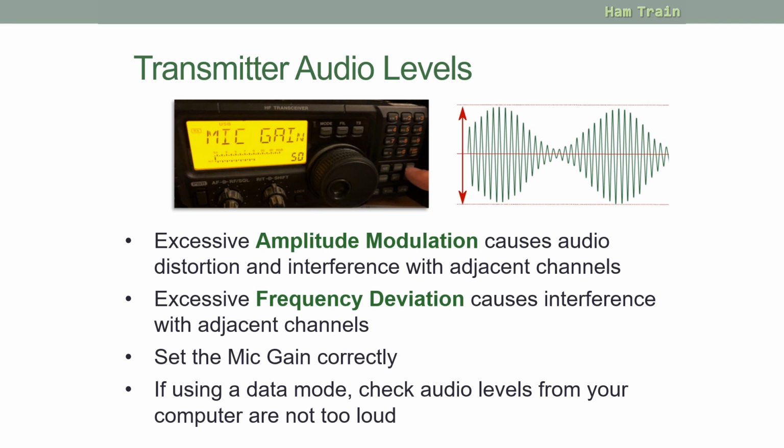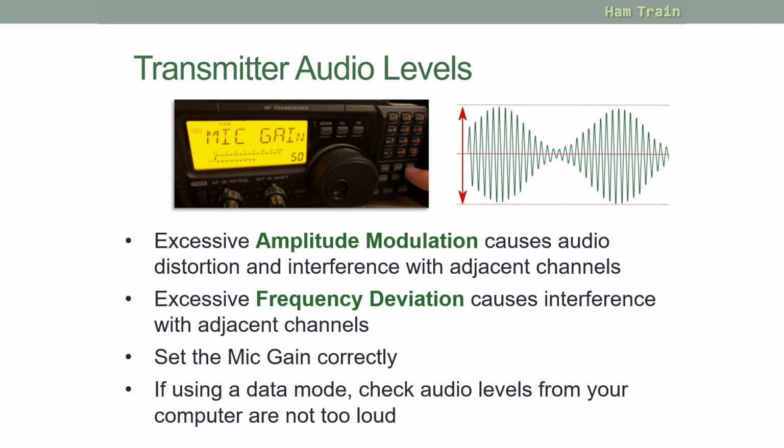It's also important to get the transmitter audio levels to be correct. Excessive AM amplitude modulation can cause audio distortion. So remember our curvy waveform at the top there. If it gets too loud, you'll find the top and bottom get cut off, which can cause distortion as well as interference to other channels. Excessive frequency deviation can cause interference with other channels.